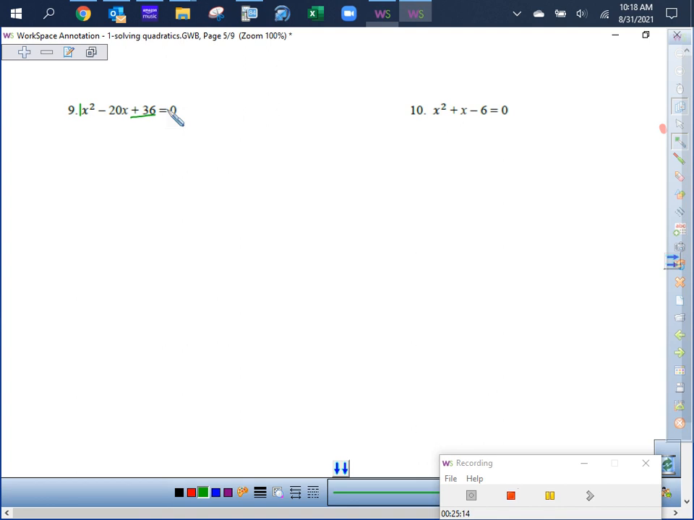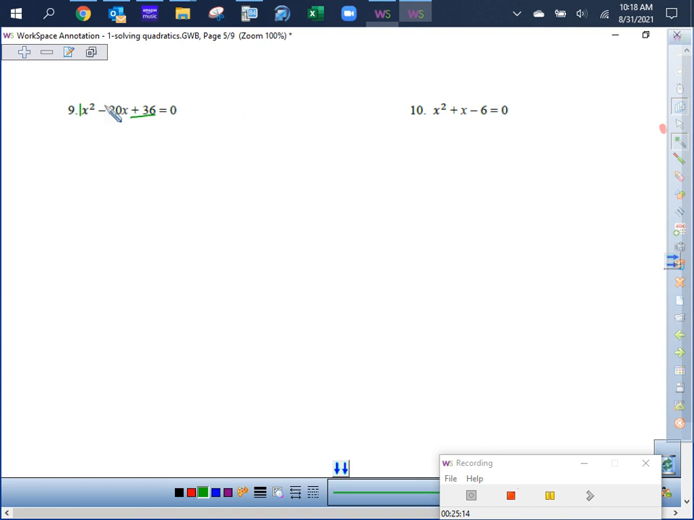Can two positive numbers multiply together to be 36? Yes. Can two negative numbers multiply together to be positive 36? Can a positive number and a negative number multiply together to be negative 36? Excuse me, positive 36. So the two numbers I have to find, their signs are the same. Should they both be positive or both be negative? They both have to be negative, right?